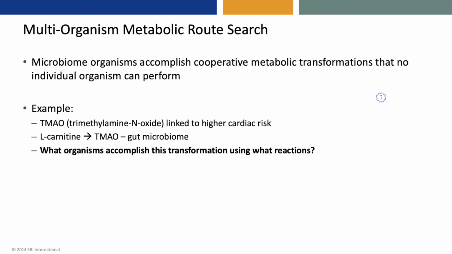A final tool I'll talk about is that given a set of PGDBs for MAGs, we have a tool called multi-organism route search, which lets us determine how microbiome organisms accomplish cooperative metabolic transformations that no individual organism can perform on its own. An example is the production of TMAO, which has been linked to higher cardiac risk, and it's been found that L-carnitine is the precursor metabolite from which TMAO is synthesized. And we use this as a sample problem to ask what organisms accomplish this transformation using what reactions.